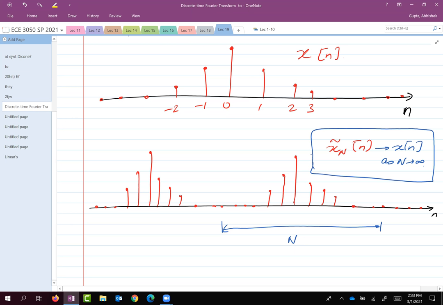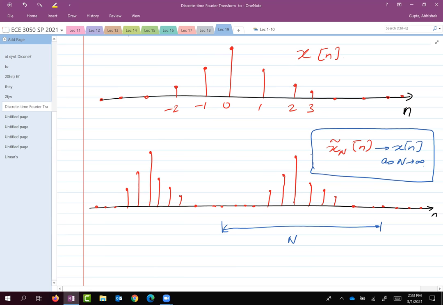So I started with an aperiodic signal. I don't know how to take the Fourier transform of an aperiodic signal. I have studied the Fourier series analysis for periodic signals, but not for aperiodic signals. But I want to get there. So what should I do?